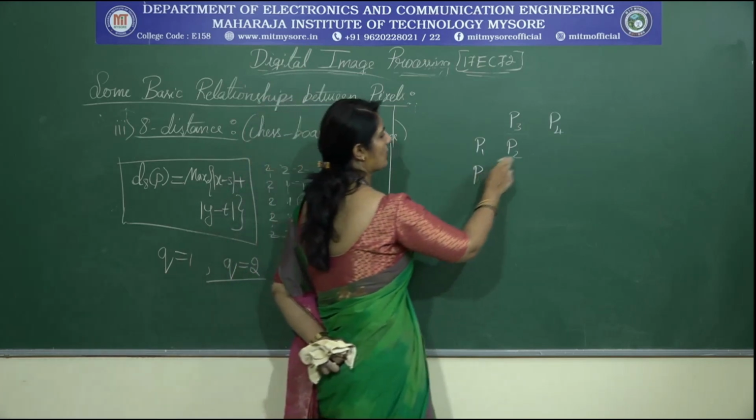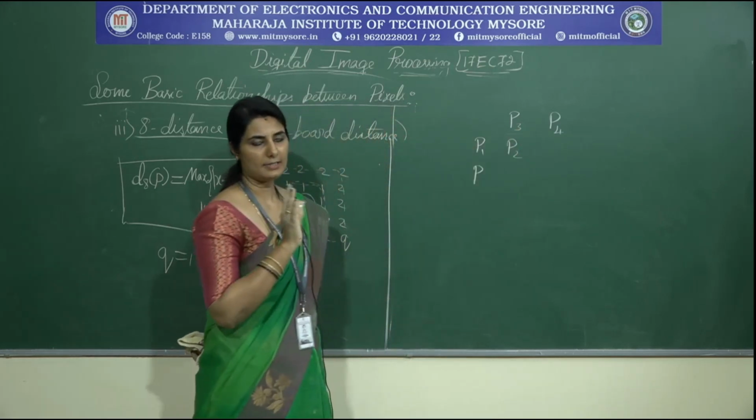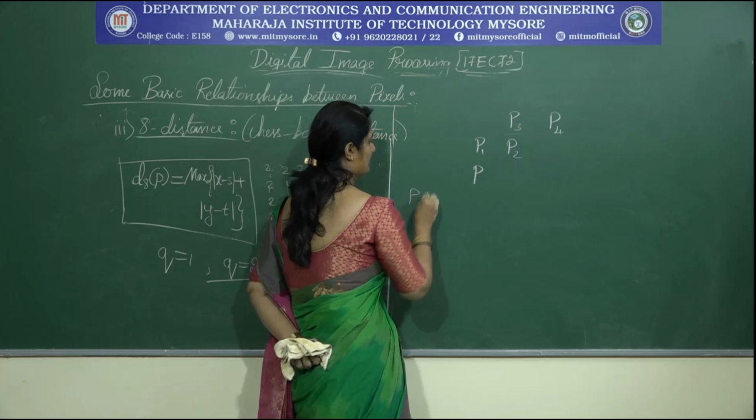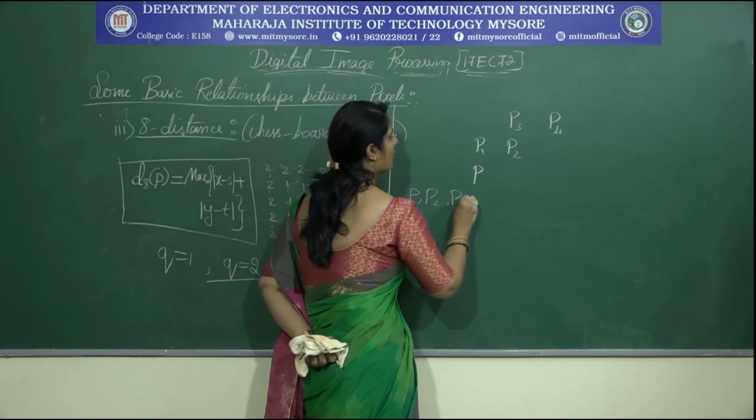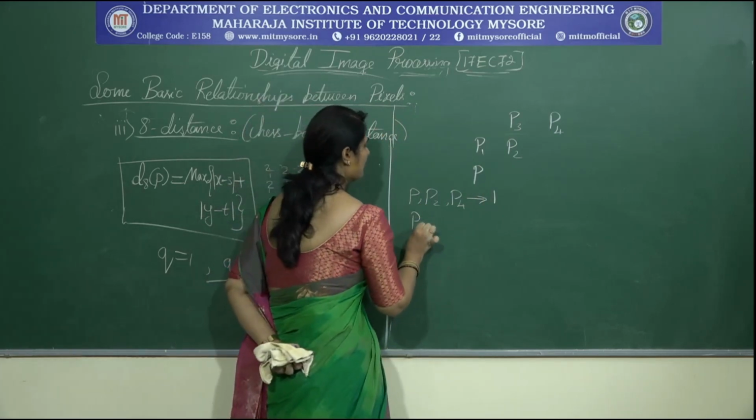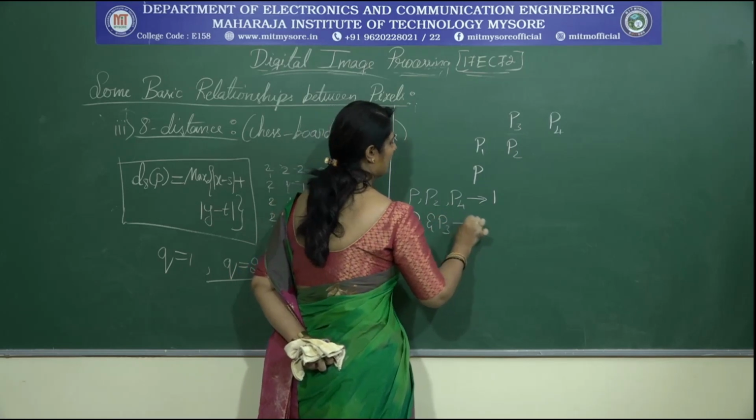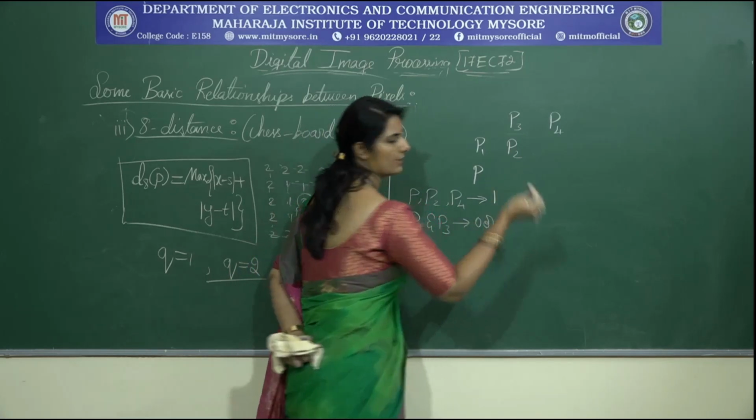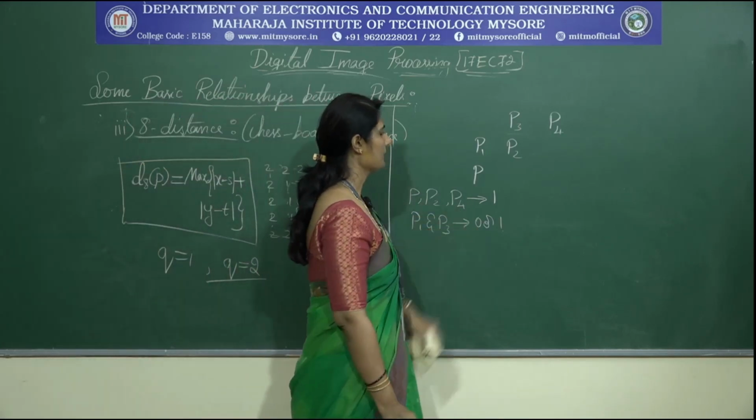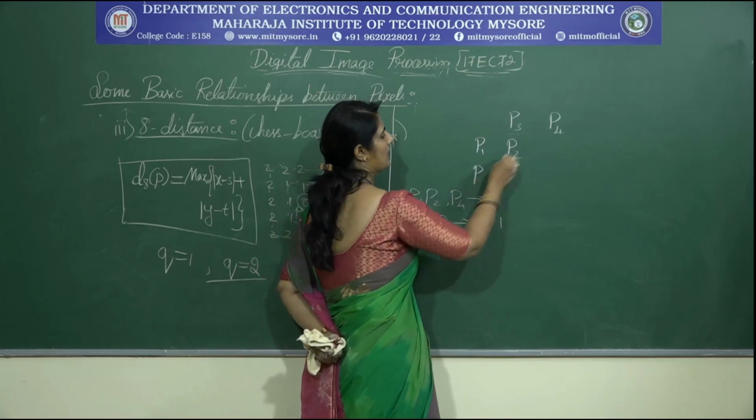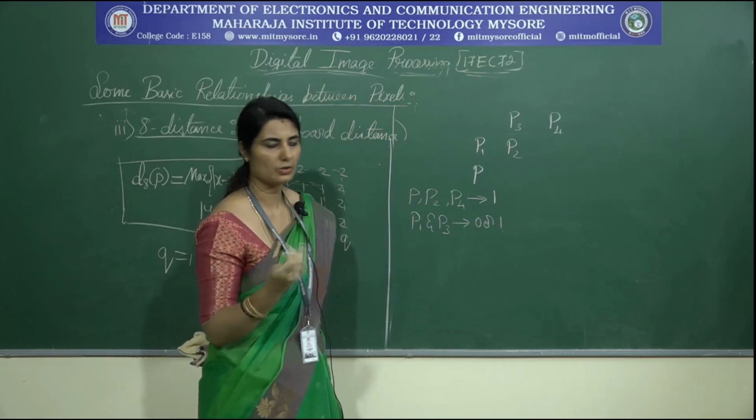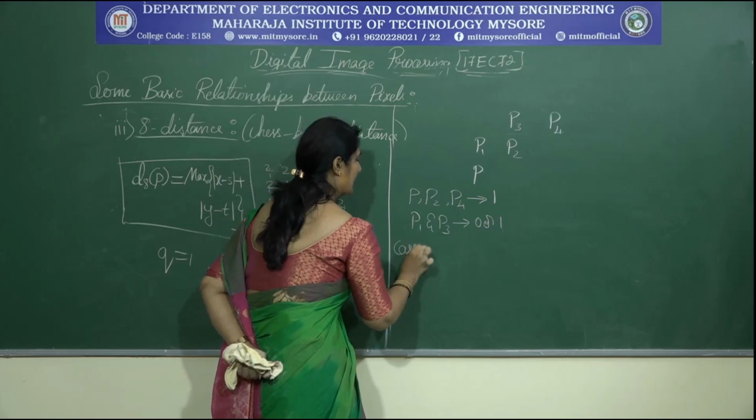So, in order to find out the shortest between P and P4, first let me consider that the condition is that P, P2 and P4 are all having the same intensity value 1. Okay. And let P1 and P3 be 0 or 1, it can be anything. So, in order to find out the path between P and P4, we know that P, P2, P4 are 1 and P1 and P3 can be either 0 or 1. Okay. So, now let me consider case 1.